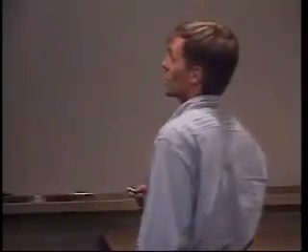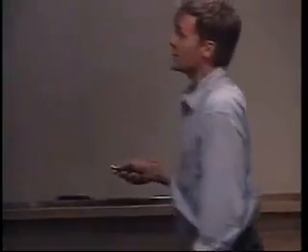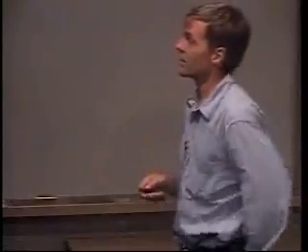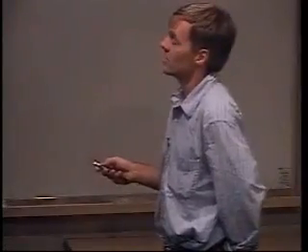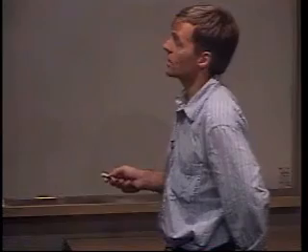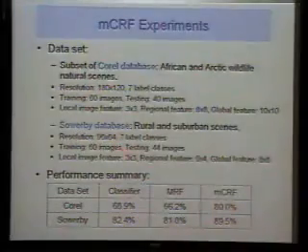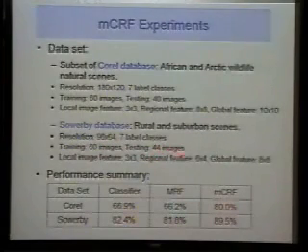And let me show you how it works here. We have 2 different data sets. One is the Sowerby database, which is from the British Aerospace database, and it has rural and suburban scenes. This is the resolution we've used, with 7 label classes, 60 training images, and 44 testing. We also took a subset of the Corel database, African and Arctic wildlife scenes, in this resolution, again 7 label classes, with 60 training and 40 testing.